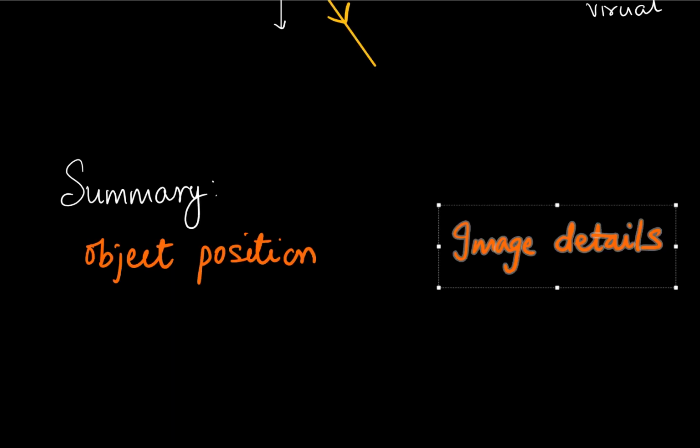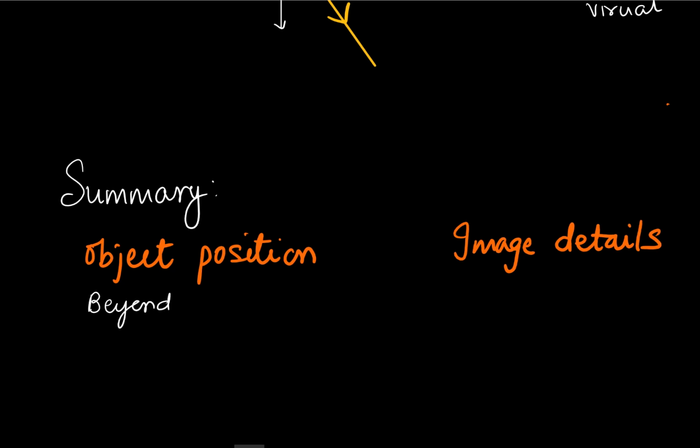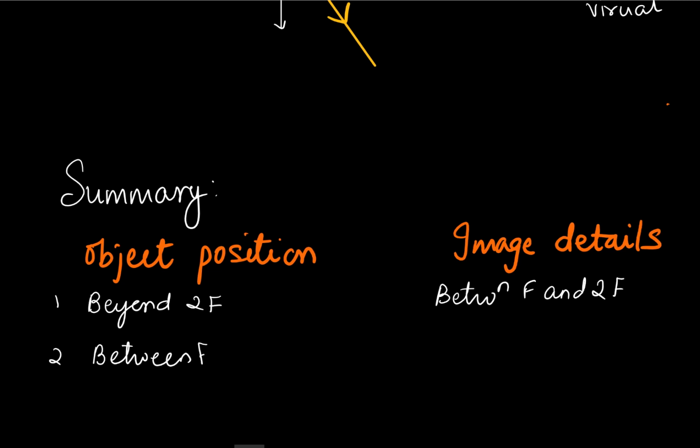So here's a quick tip, and the tip is, if your object is beyond 2F, then the image is between F and 2F. So now next time, if you have been asked to place your object between F and 2F, remember the image is going to be beyond 2F. So isn't it opposite? Okay.